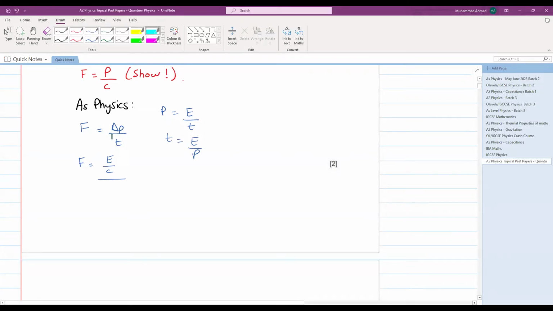So in place of time here, I can substitute what? Energy over power. Let's do that. Energy over power. What will happen? Energy and energy will get cancelled out. Power will come in the numerator. Force is equal to power over the speed of light. Hence, we have shown this result.